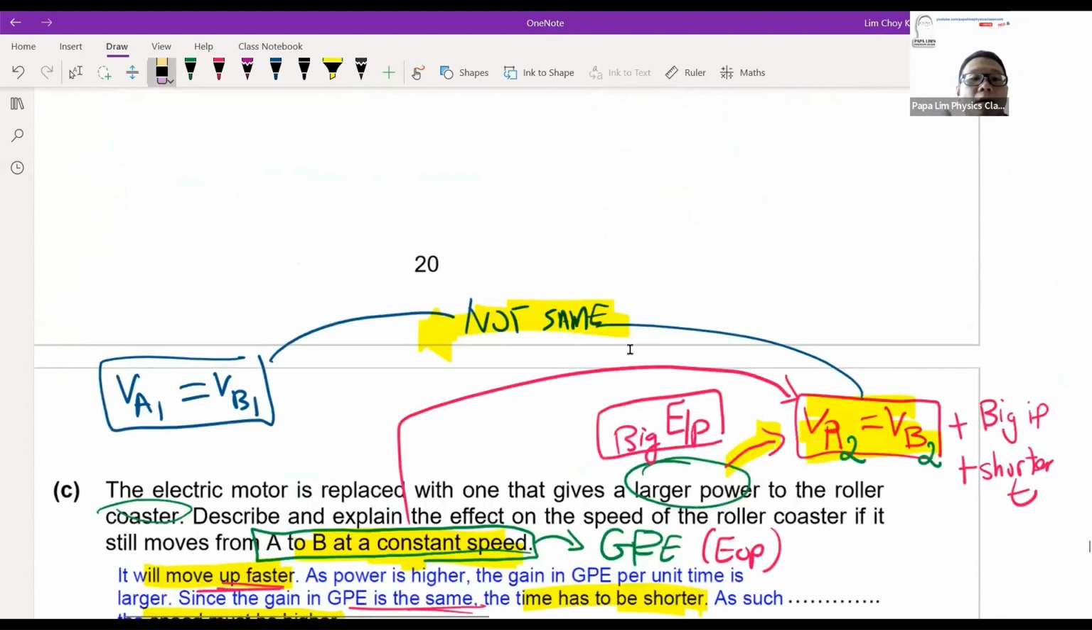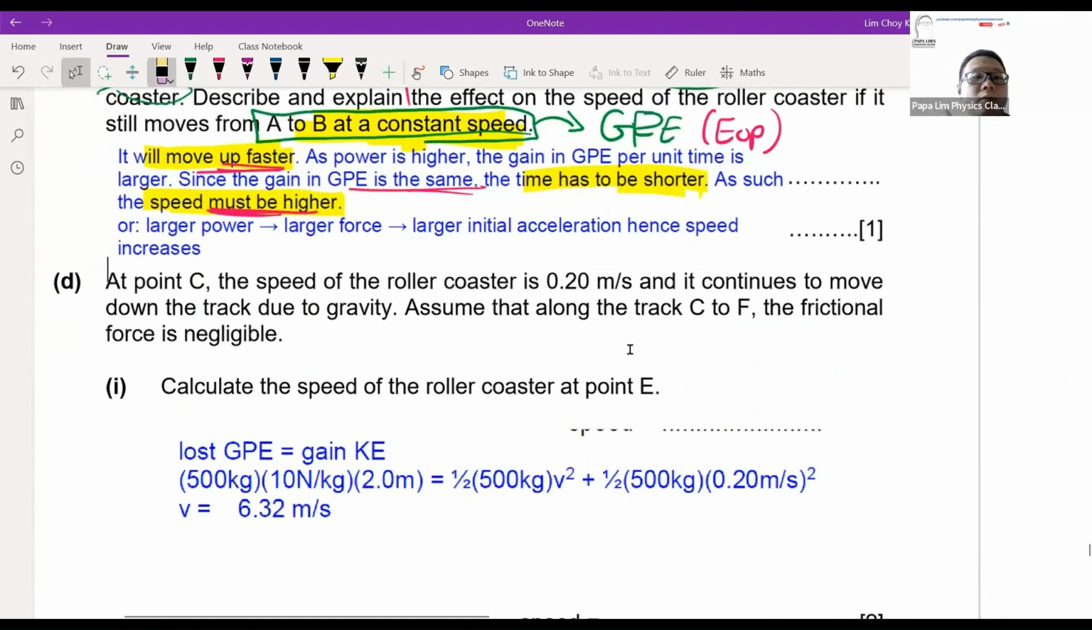Okay, now at part D here, we are looking at point C to point F. The question is asking for point E, the point in between the two segments here. The conversion of energy here, you can look at it in terms of loss in potential energy to gain in kinetic energy.